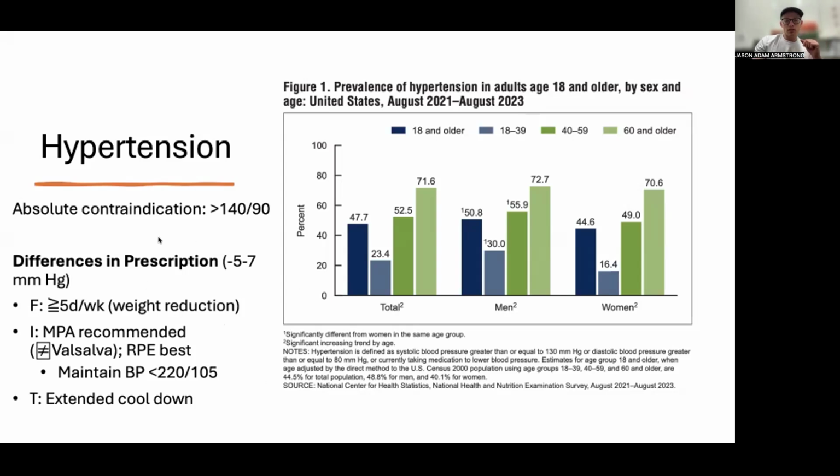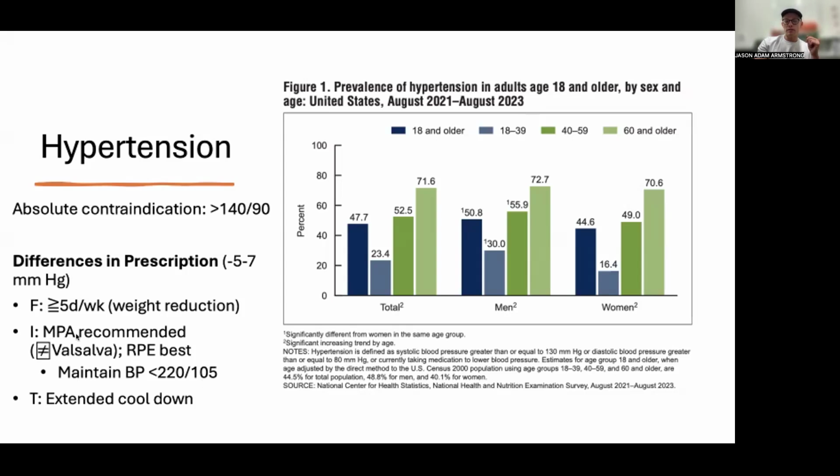You see the changes in the FITT-VP recommendations here. So greater than 5 days a week. So again, this is really common. What we're seeing in terms of combating chronic disease risk is that increased frequency, partly because it is associated with greater weight reduction, right? That increased frequency, increased time is associated with greater weight loss, okay, or creating these negative energy balances. The other thing to really pay attention to with hypertension specifically is intensity, right?